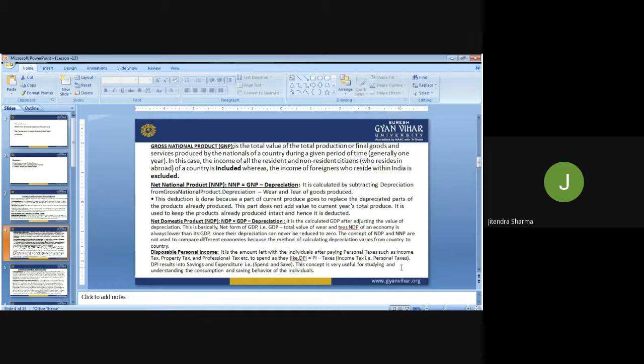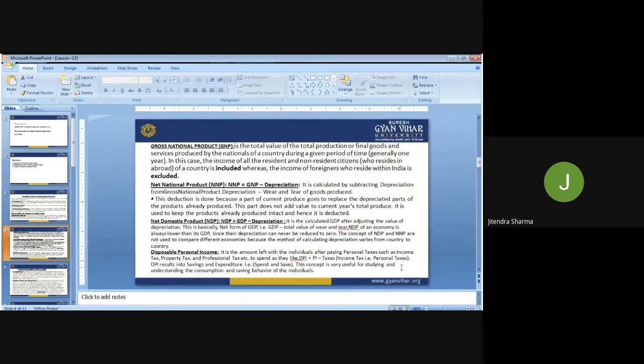Then the disposable personal income. It is the amount left with an individual after paying personal taxes such as income tax, property tax, professional tax, etc., to spend as they like.